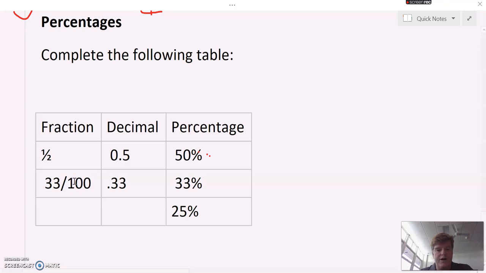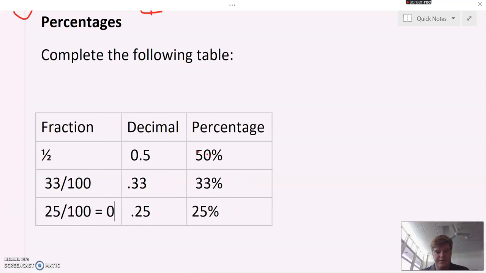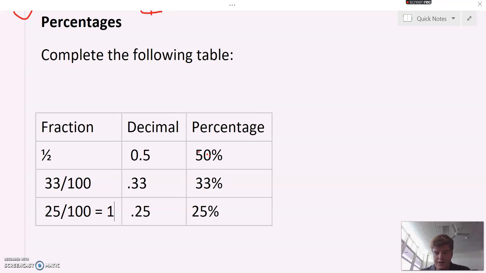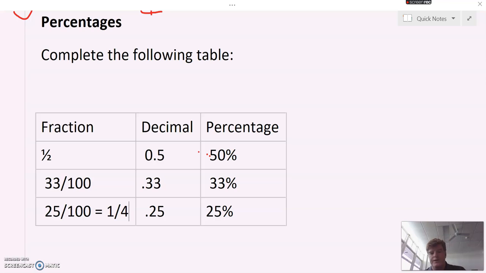The next one is 25%. So 25% as a decimal is going to be 25 per 100, 0.25 or 25 hundredths. And as a fraction, it's going to be 25 divided by 100. To simplify the fraction, we can divide both the top and the bottom by 25. There's a common factor there. 25 divided by 25 on the top is 1. 100 divided by 25 leaves us with 4. So 25% is the same as 1/4, which is the same as 25 hundredths.